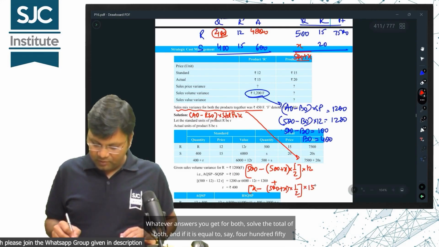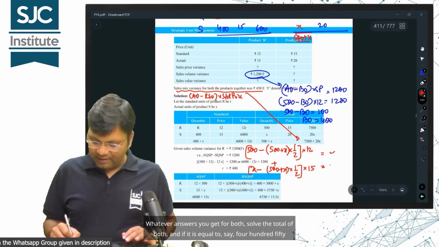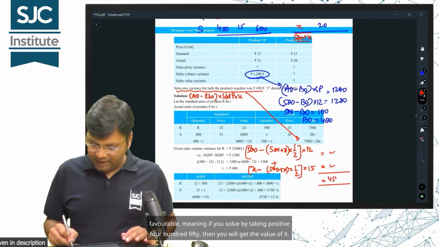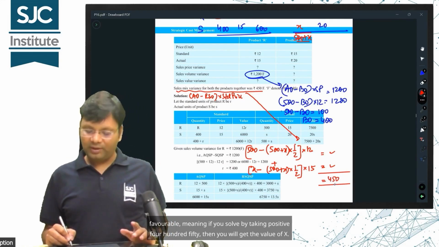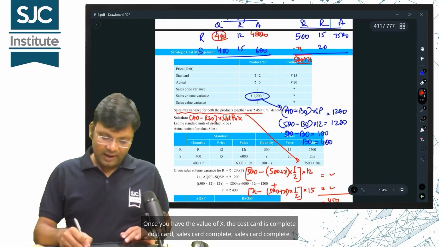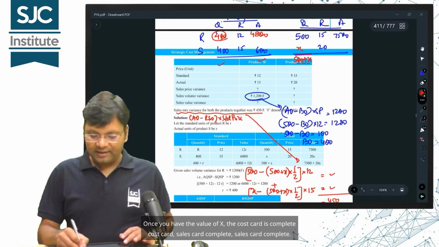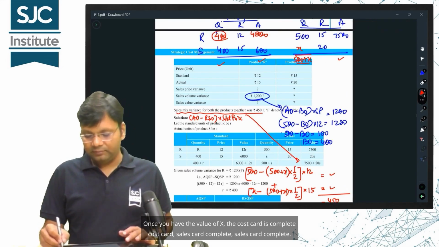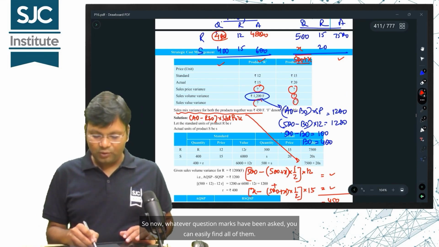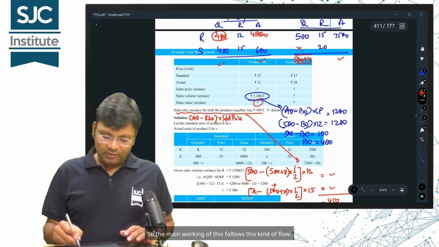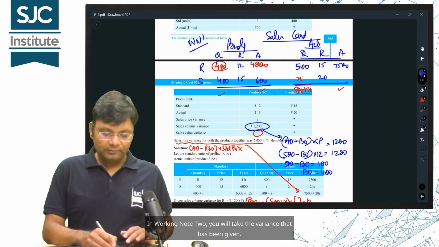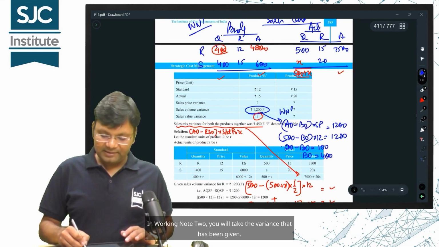Whatever answers you get for both, solve the total of both, and if it is equal to 450 favorable, meaning if you solve by taking positive 450, then you will get the value of x. Once you have the value of x, the sales card is complete. So now, whatever question marks have been asked, you can easily find all of them. So the main working follows this kind of flow. First, in working note 1, you will make a sales card. In working note 2, you will take the variance that has been given.